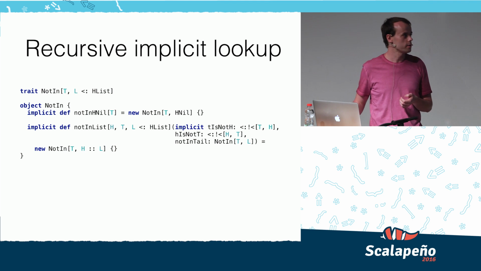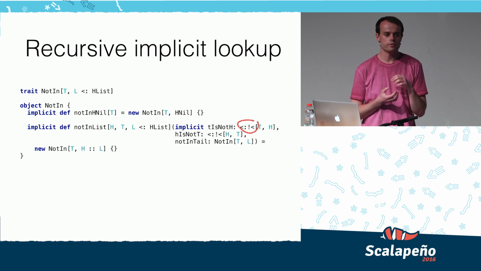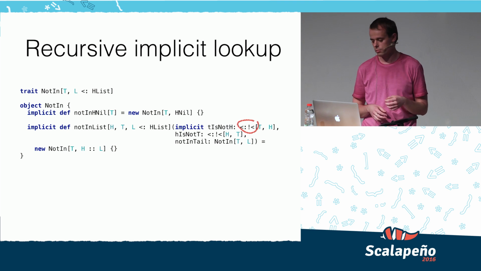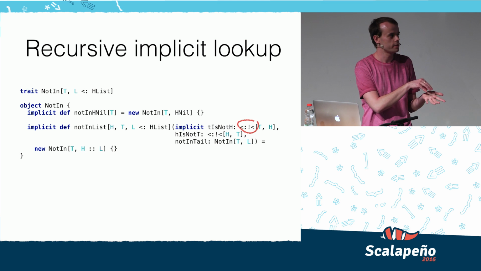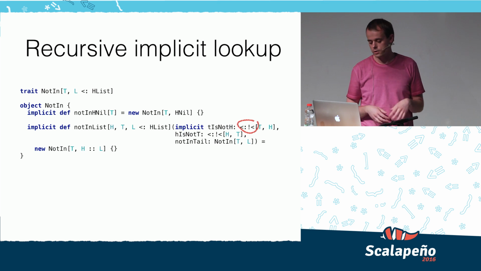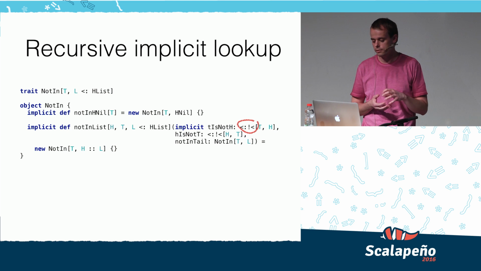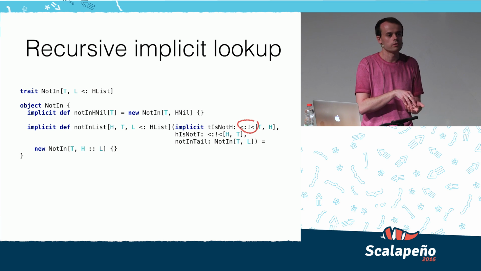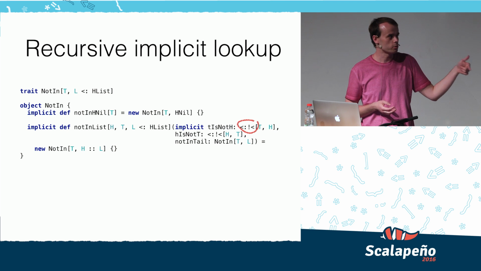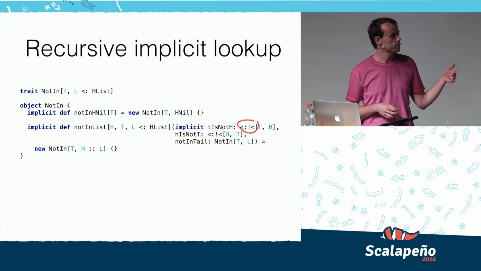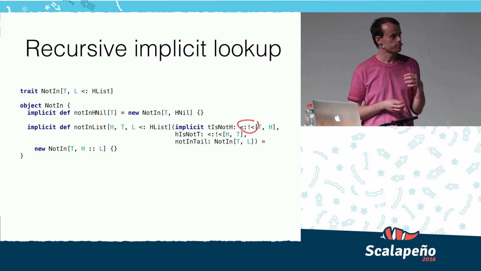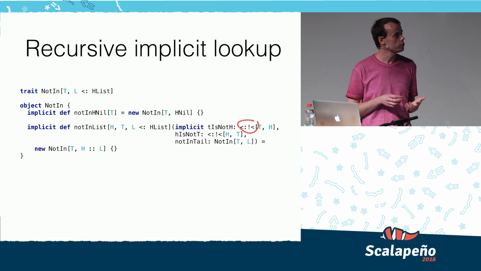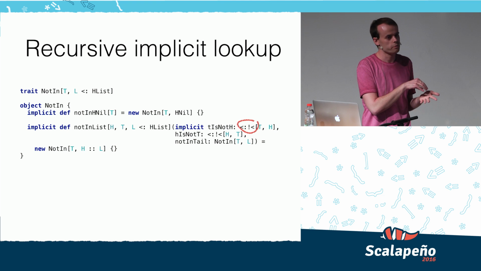So the first one is to prove that our type T is different than the head H. So we can use a type class provided by Shapeless. This is the funny thing here. And it just tells us that the first type doesn't extend the second one. So in this case, we can define types being different as none of them extends the second one. So those are the first two implicits. And the last, third implicit is the recursive condition. So we require that also our type T is not present in the tail of this list.